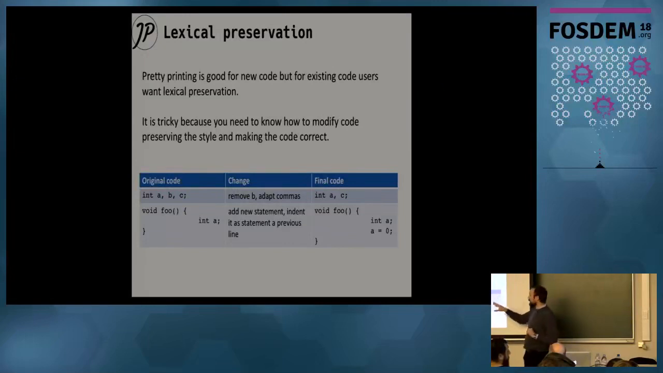Now you need to adapt the code by removing B, but also one of the commas, otherwise the code doesn't make sense. Or if you are parsing a method that for some reason has a very weird indentation, and you add the new statements in this method, you want to preserve the same style, and so add the new statement with the same indentation as the statement above.